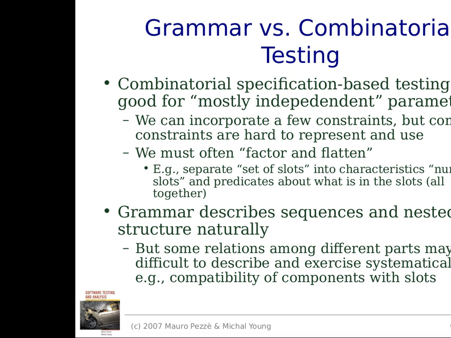All right, so we've got grammar versus combinatorial. Combinatorial is good for mostly independent parameters. Yes, we most often factor and flatten, aka you want to test very simple or very pointed pieces of it, which is a very good thing to test, and that's what combinatorial testing is. Grammar is going to describe more of a coming up the chain. I mean, it's still a unit test, so to speak, but it's more of a higher level, getting close to a subsystem test or an integration test, because now you're starting to integrate multiple components or multiple unit tests together. And that's what grammar-based testing is very good for.